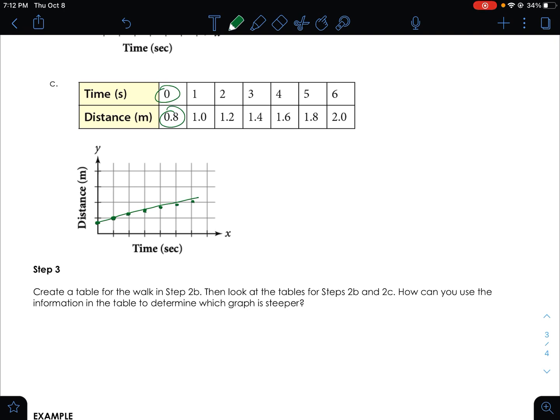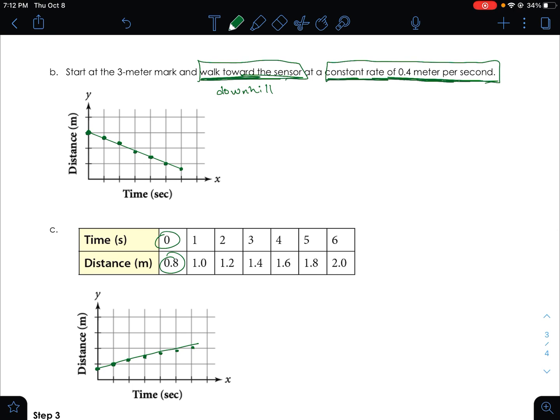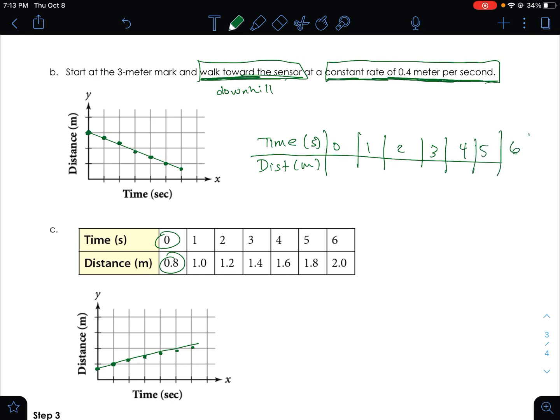We don't have a table for 2b, so we need to make that. So if we have a table for 2b, we will write it just like we did for 2c since we want to compare them. So we have 0, 1, 2, 3, 4, 5, and 6. Okay, so the distance we had at time 0 was 3, and then we had 2.6, 2.2, 1.8, 1.4, 1.0, and 0.6.